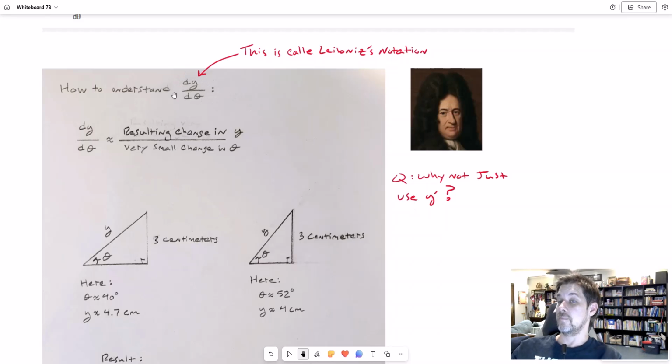Well, what we like about this notation is that it tells us the variables involved, and it gives you a way to think about what the derivative means. So dy over d theta tells me how a very small change in theta gives a resulting change in y. And when I get that number, I can interpret it that way.